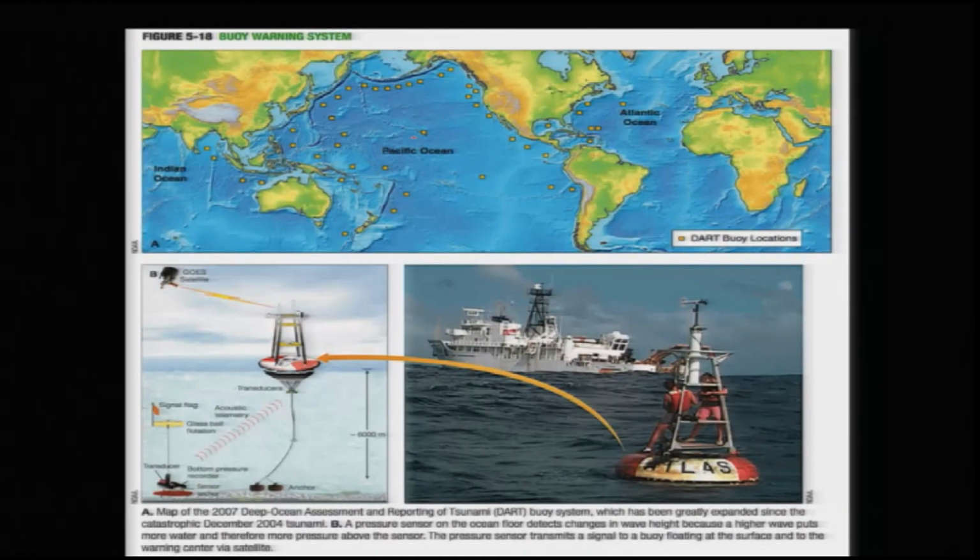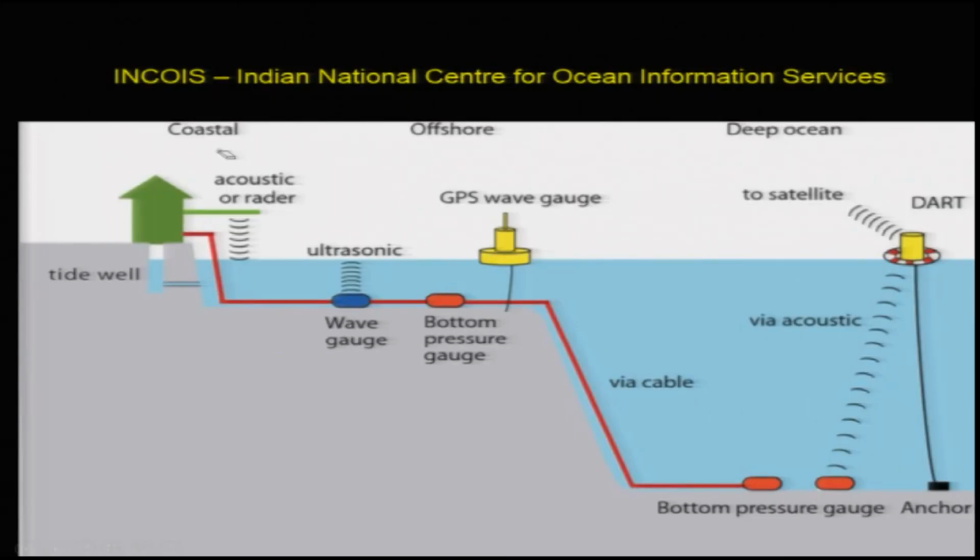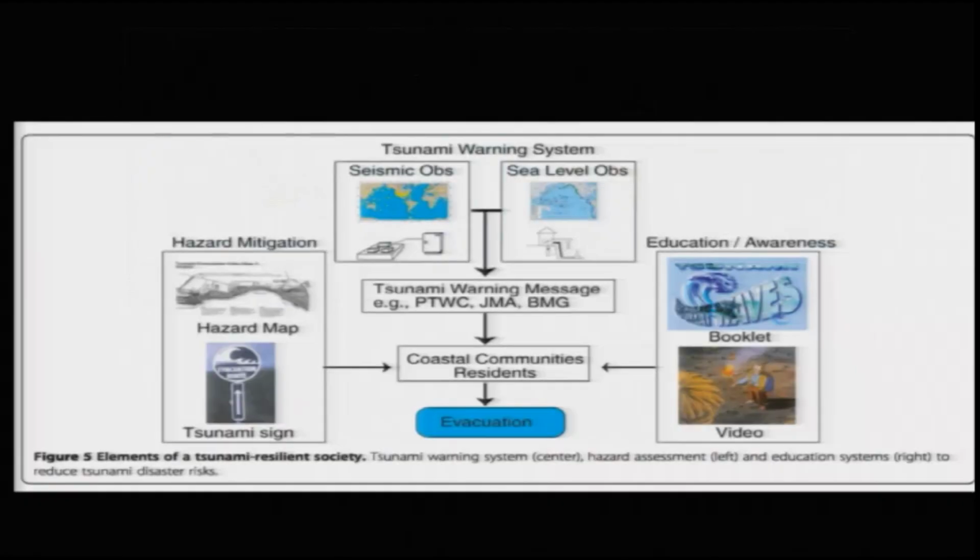These are the locations of what we call the Deep Ocean Assessment and Reporting of Tsunamis, that is the DART or buoy system. These are the locations of those which will take into consideration the wave heights and all that, and they will transmit through the satellite, and that will be collected in a particular organization which will issue the warnings.